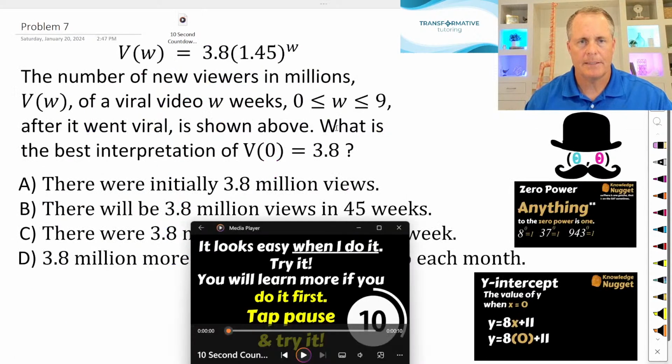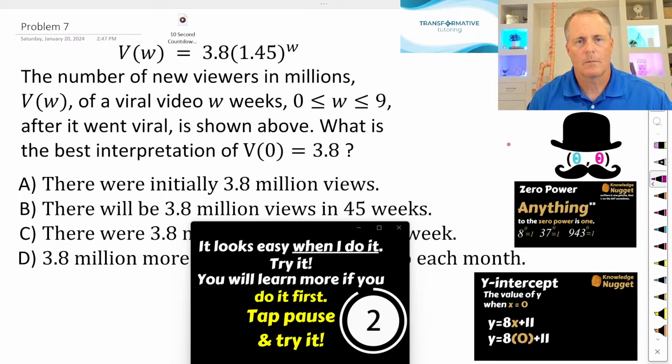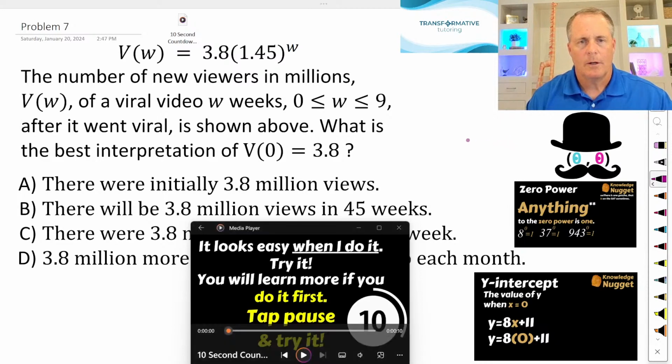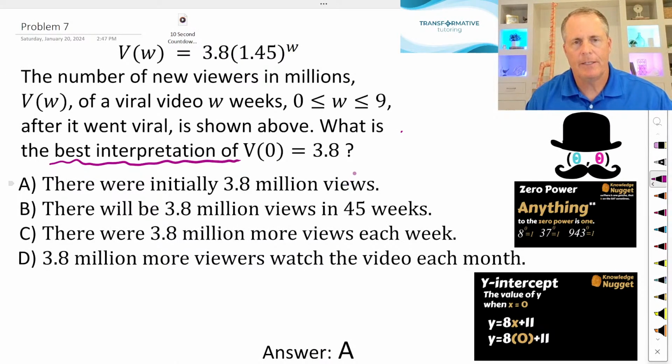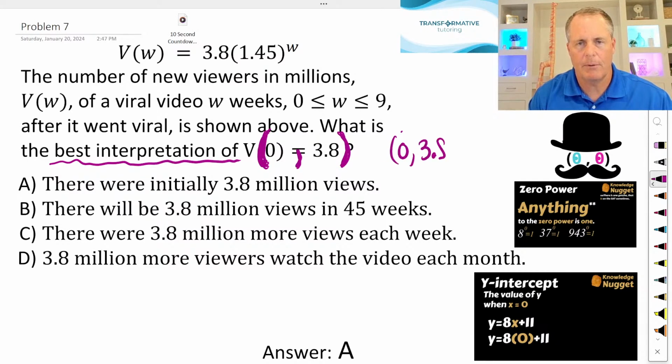And please tap pause and try it on your own. So also a very common style of question, these best interpretation of questions. They do these for lines, exponentials, and quadratics. So be ready to do one of these best interpretation of problems. This is what I call an ordered pair in disguise. Some people have a hard time reading f of x notation or v of x notation. All you really have to do is write this as an ordered pair, and that's just saying that when you put in 0, you got out 3.8.